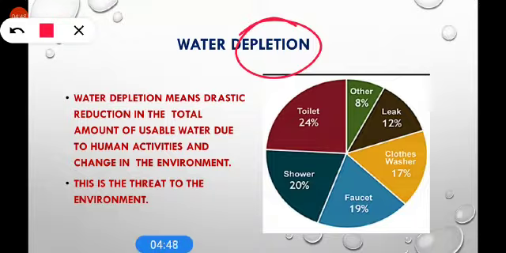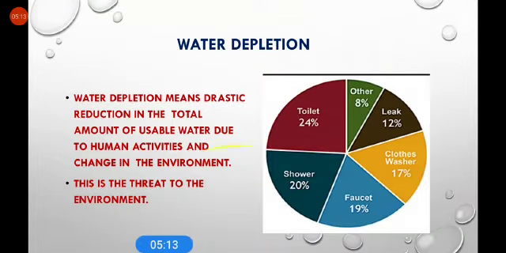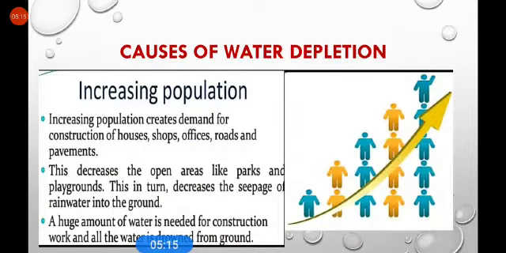You can also say it means a drastic reduction in the total amount of usable water due to human activities and change in the environment, and it is a threat to the environment. If you see how much water we are using: 24% in the toilet, about 17% for washing clothes, and in the shower we are using 20%. So we are using so much water, so it leads to reduction in water.